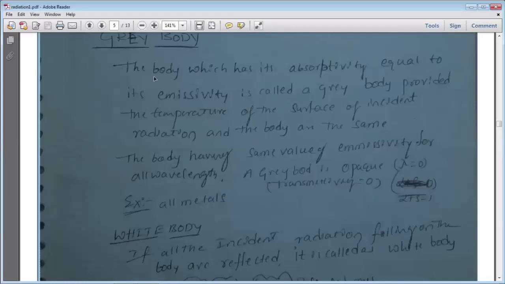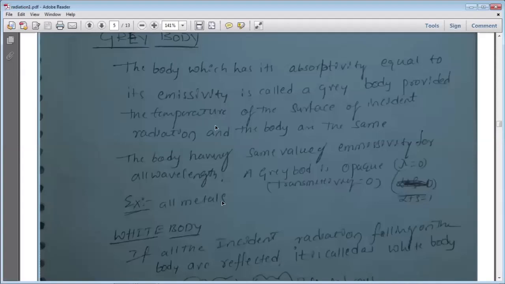So what is a gray body? A gray body has its absorptivity equal to the emissivity, provided the temperature of the surface of the incident radiation and the body are the same. Body temperature will be different and surface temperature will be different. If the body temperature and surface temperature are equal, then the absorptivity of that material is equal to the emissivity of that material. Such materials are called a gray body. So all metals act as a gray body.